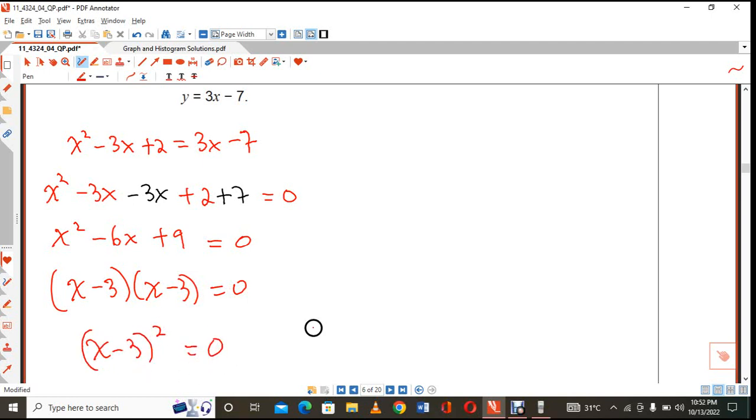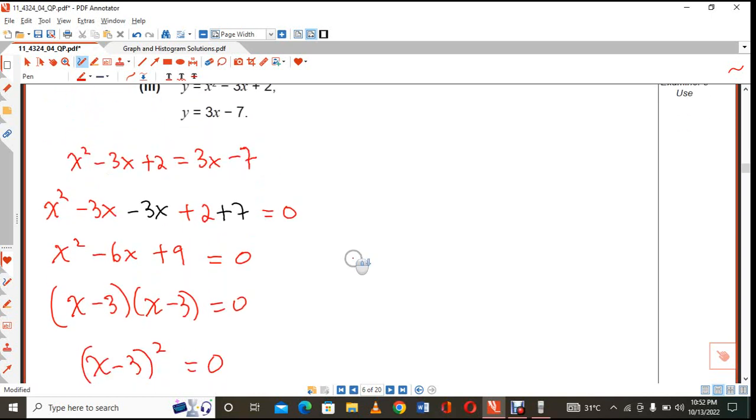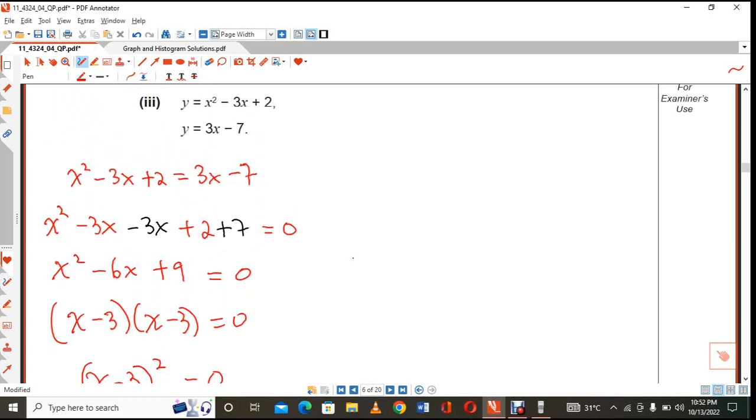Get rid of the square by taking the square root of 0. The square root of 0 is 0. So x minus 3 is equal to 0. Therefore, x is equal to 3. So you have the answer for x. Now, we need to find the answer for y. In order for us to find the answer for y, we go back and take the linear equation. Don't take the other one, you'll still get the same answer.